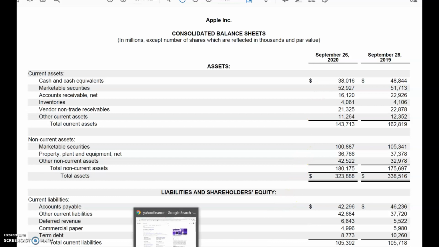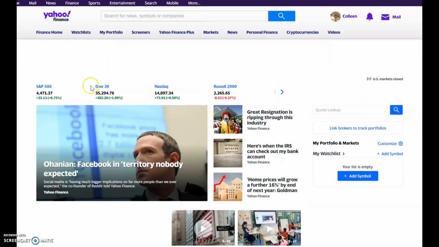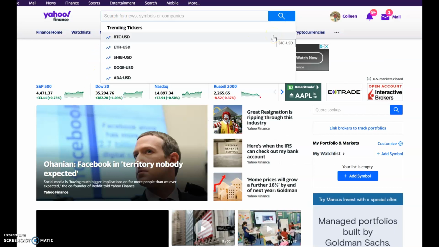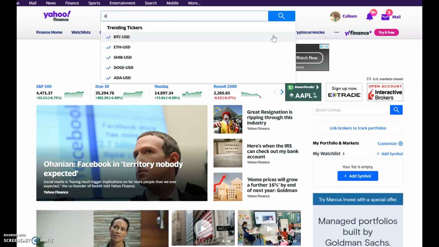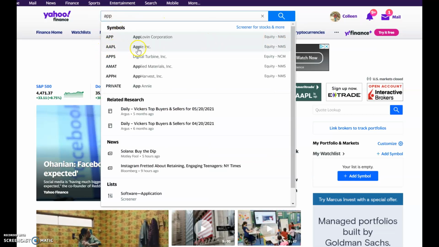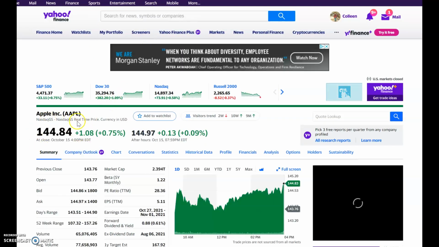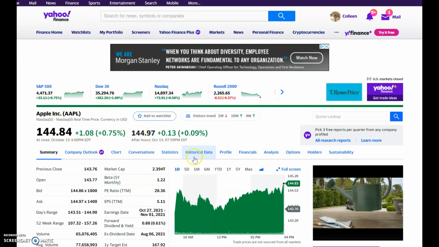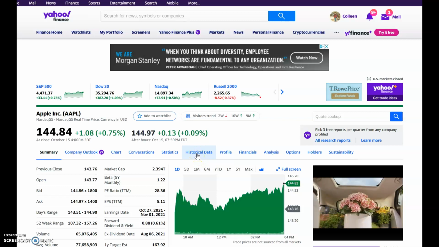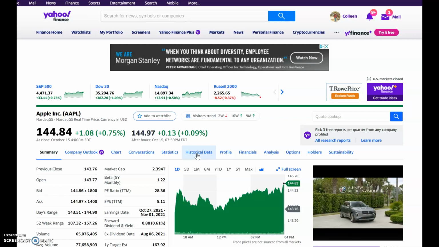So in order to get the market price on that date, there's a few ways to do it. I like to go to Yahoo Finance. If you go to Yahoo Finance, you can start typing in the stock symbol. If you start typing in the name, how does that come up? Apple, right? AAPL is the stock symbol. So we want Apple, right? And we can see this is what it's trading for today, $144.84. You want to go to the historical data because we want to know what it was on September 26th of 2020.